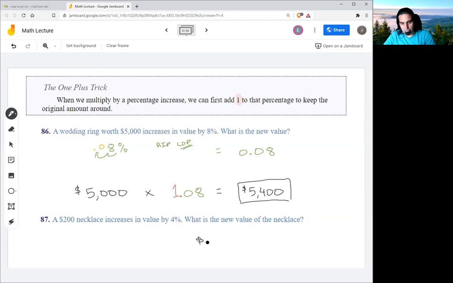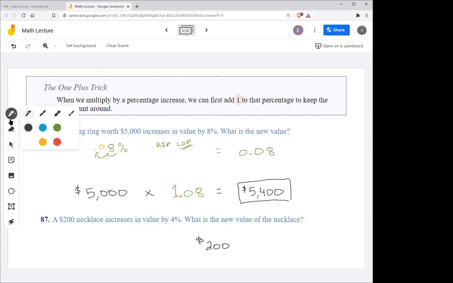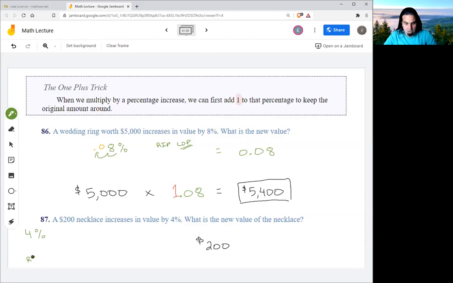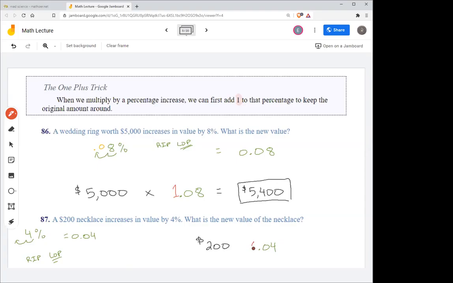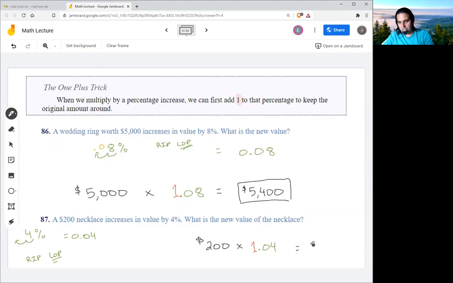Okay. I'm going to actually write that over here for reasons. And turn the percentage into a decimal. So 4%. Going left out of percent becomes 0.04. So I'm going to take the 200 and I have the 0.04. And you should go ahead and add a one since it is increasing. Okay. And I'm multiplying and I get 208 in one nice quick step. Okay, questions about the one plus trick?